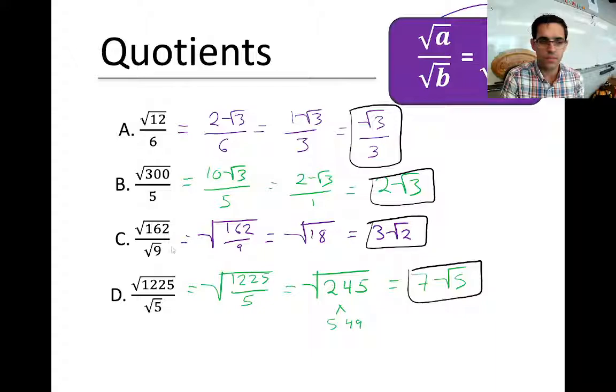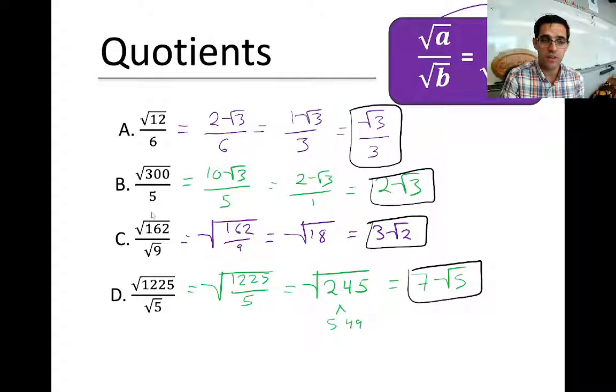Example C and D. So example C, I can simplify the radicals and then simplify the fractions. However, in this case, the numerator and the denominator are both radicals. So I could put them under one radical sign. And it just so happens that 162 divided by 9 is 18. So I'm going to do this path first. I'm going to divide it out and get square root of 18, and now I'm going to simplify the radical. Thank you for the nice clean whole numbers. You're welcome. Square root of 18 simplifies to 3 root 2.